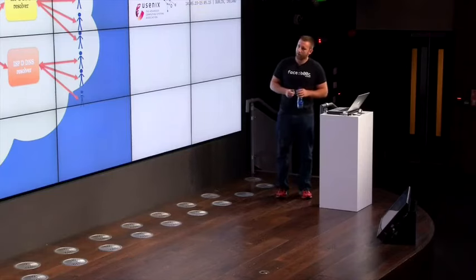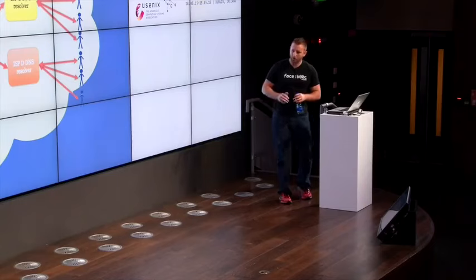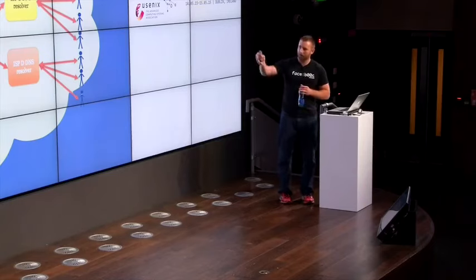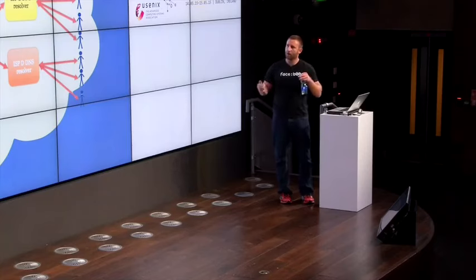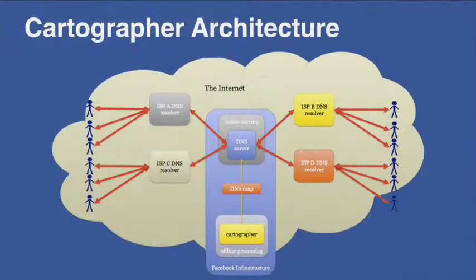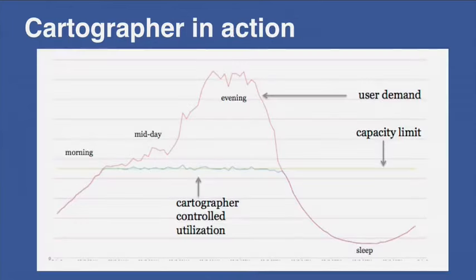So here's another way to look at it. Cartographer does its offline processing, generates the map, loads that into DNS, and then all the different ISPs, or the recursive resolvers that are hitting it, will return IP addresses for the nearest location.